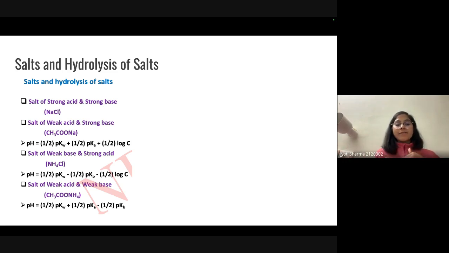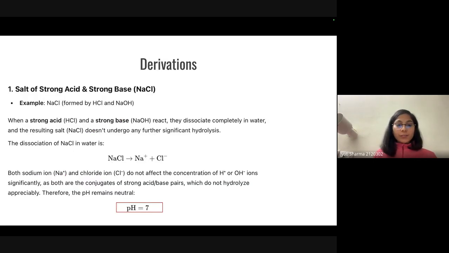But if the case is reverse, then the formula will be 1 by 2 pKw minus 1 by 2 pKb minus 1 by 2 log C. And if we have the weak acid and weak base, then obviously the acid constant and the base constant will be considered, and then your pH will be 1 by 2 pKw plus 1 by 2 pKa minus 1 by 2 pKb. And the thing is, we should know from where this formula came. So I have a few derivations for this.